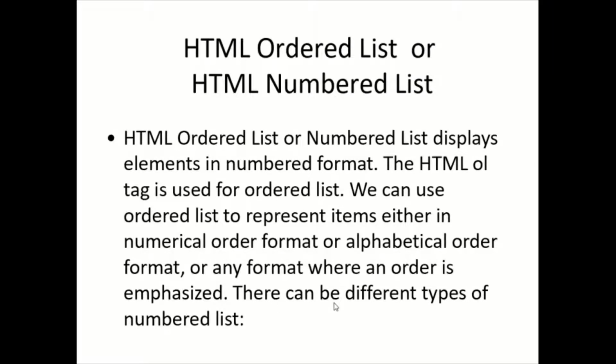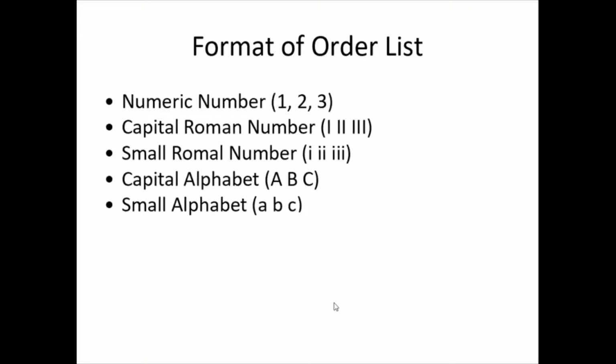There can be different types of numbered list. As you may see here, an ordered list can be a numeric number starting from 0, 1, 2, 3 and going on, capital Roman numbers, small Roman numbers, capital alphabets and small alphabets. These are the types of the ordered list which you can choose based on your requirement or as per your specification.